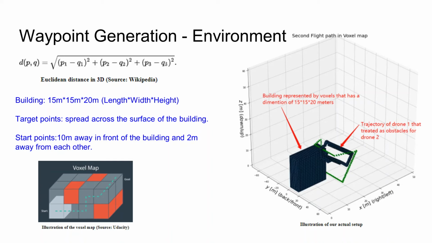For our testing purposes, we design a scene where there is a building with a dimension of 15 meters times 15 meters times 20 meters, which is the length, width, and height. And the target points are spread across the surface of the building. The starting points for Zone 1 and Zone 2 are 10 meters away in front of the building and 2 meters away from each other. The illustration is shown on the right.